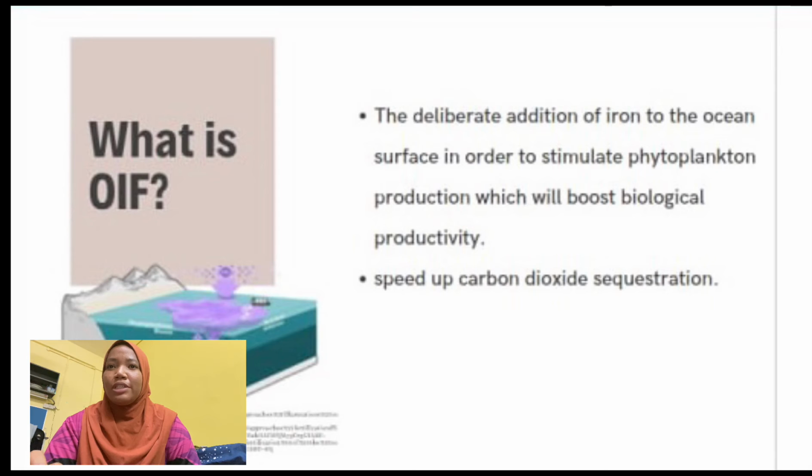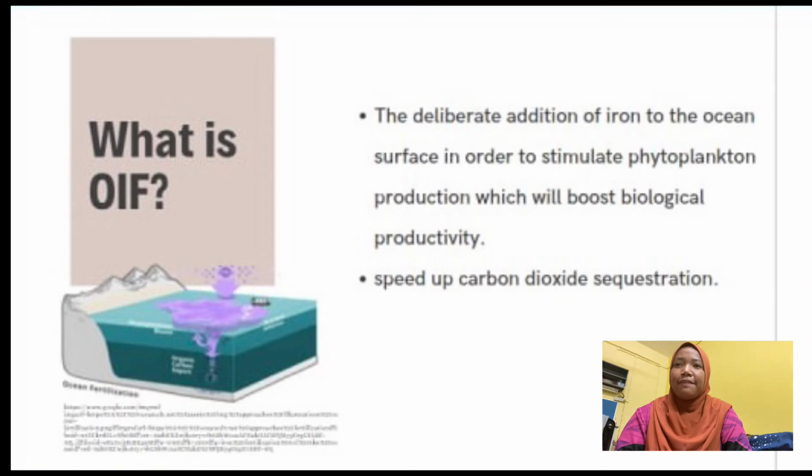Okay, so what is ocean iron fertilization? It's an effective method where iron is intentionally added to the ocean surface to stimulate phytoplankton production. This is done to boost biological productivity in iron-limited, high nutrient, low chlorophyll regions and speed up carbon dioxide sequestration in this area. The flow of micronutrients such as nitrate, phosphate and silicate from the deep ocean into the mixed layer, which leads to new production, determines the effectiveness of the biological pump.